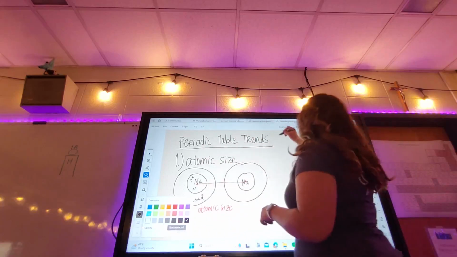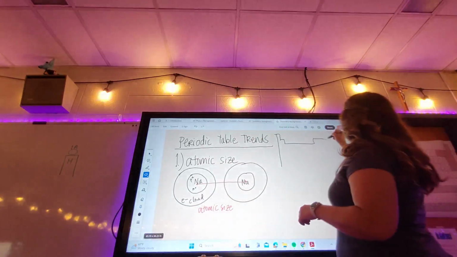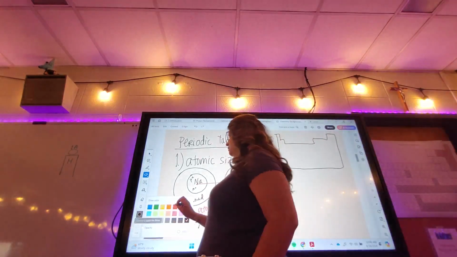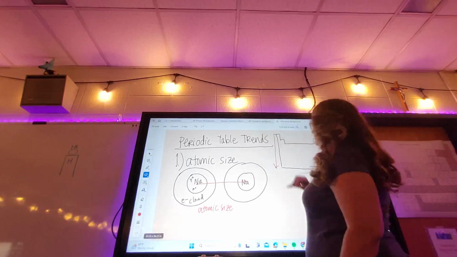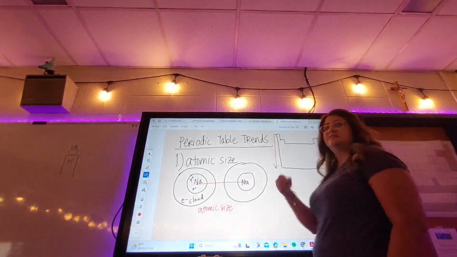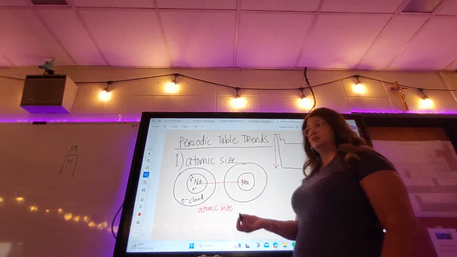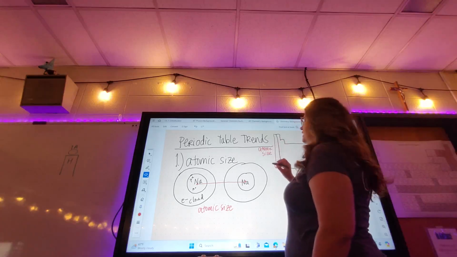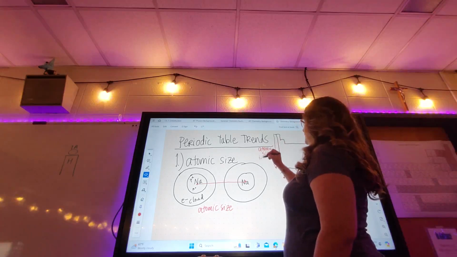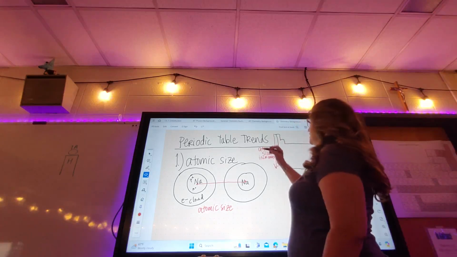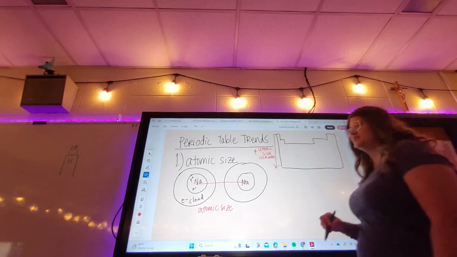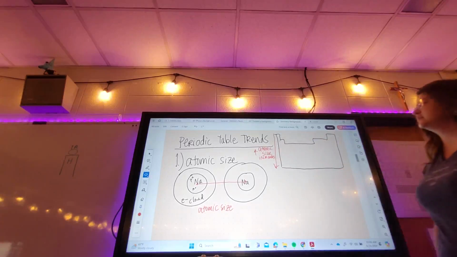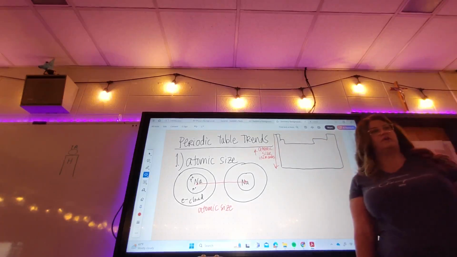I'm going to draw my little periodic table again here. When you are going down a column or a group, as you go from top to bottom, the size of the atom will increase. The way that I show that here is by using an, I'm going to write it. Normally I use an arrow that means atomic size goes up as you go down. But I know that there are 2 arrows here, so that can be confusing.